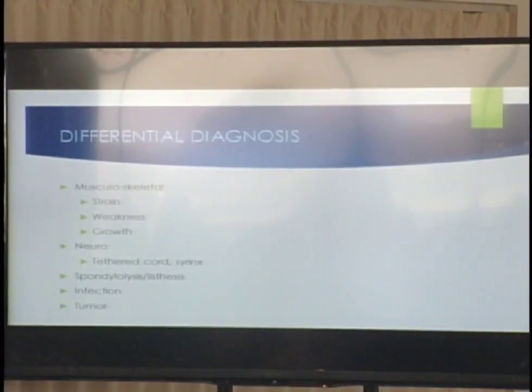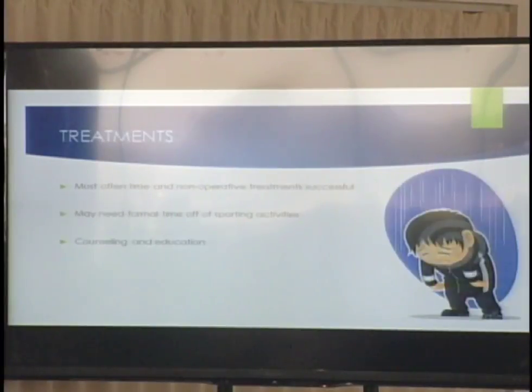So this is not meant to be a comprehensive list of causes of back pain in kids or adolescents, but I think it hits on the main things that we want to be aware of. Again, we'll call musculoskeletal, muscle strain, weakness, growth, that general family. That would be the most common thing in kids to cause back pain. Neurologic or spinal cord issues, tethered cord, syrinx, we'll go into a few of these, and we talked about some of that. So treatments.